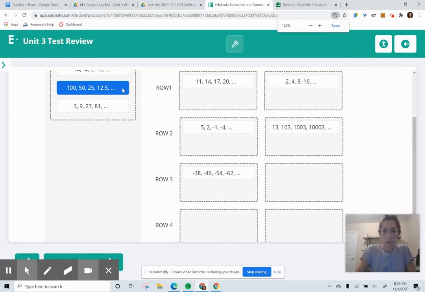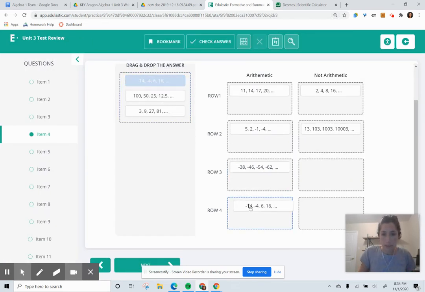Sometimes you can zoom out and give yourself a little more space. So this is arithmetic. And then here we've got, this looks like it's dividing by 2, so we're not adding a consistent amount, so that is not arithmetic. And then our last one looks like we are multiplying by 3, so that is not arithmetic either.